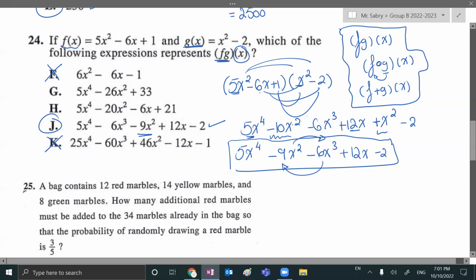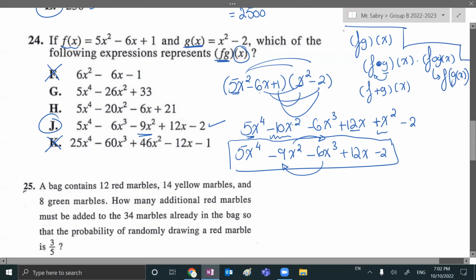This symbol here, the empty circle symbol, means I'm supposed to find f of g. But if I have f and then a solid circle and g, this means they're actually multiplied, just like what we did now. So these mean they're multiplied, but the other one is the same as f of g of x. So I hope that makes sense. If it doesn't, I hope you'll ask.